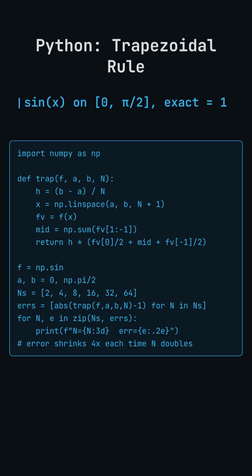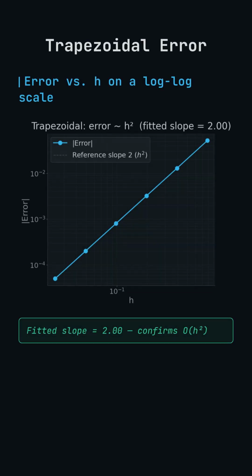To see the true convergence rate, we need a function that trapezoidal cannot integrate exactly at any n. Sine works well. Compute the trapezoidal estimate at several values of n and take the absolute error against the exact answer of 1. Doubling n, halving h, cuts the error by a factor of 4. That is exactly what a slope of 2 on a log-log plot means. Error scales as h squared.